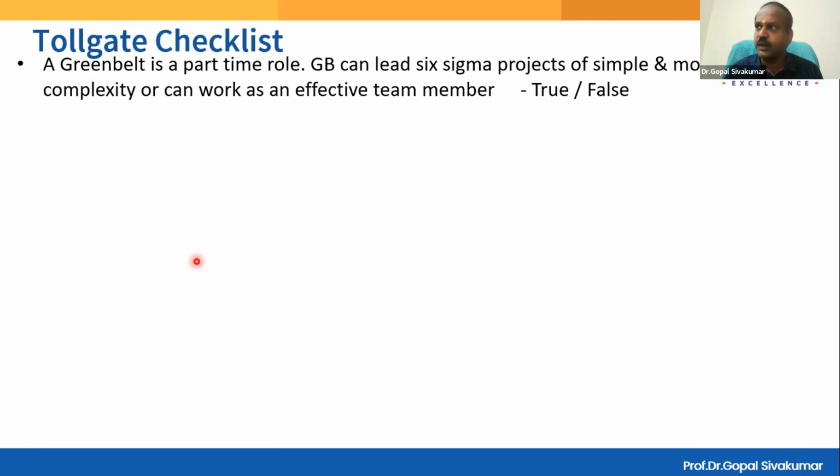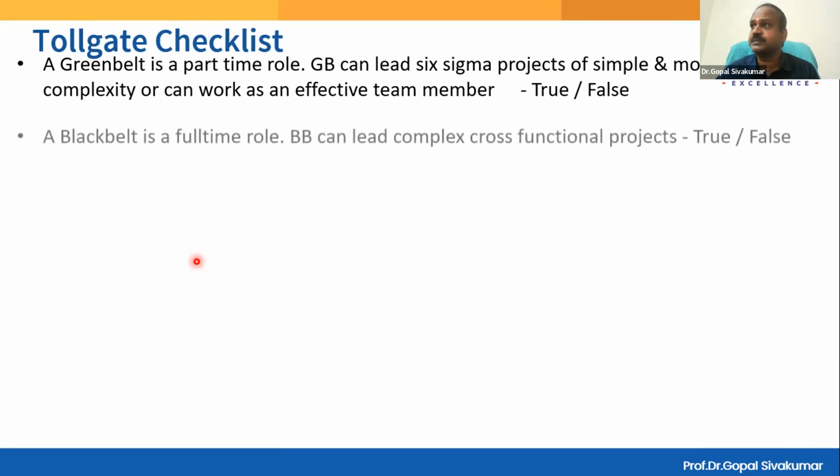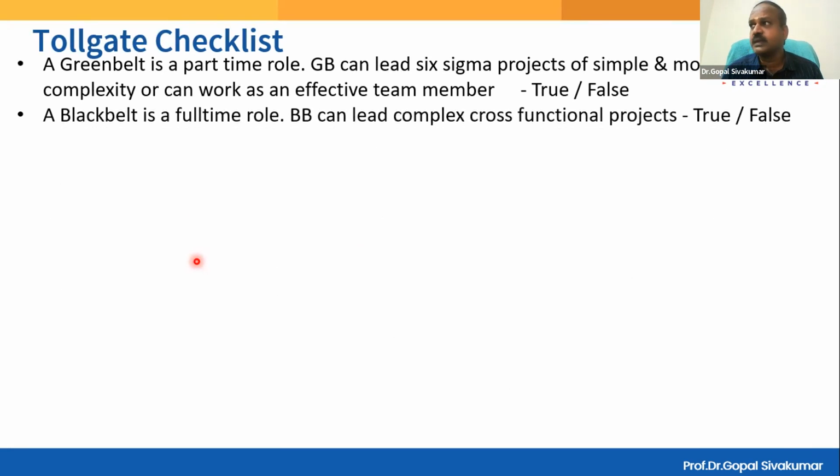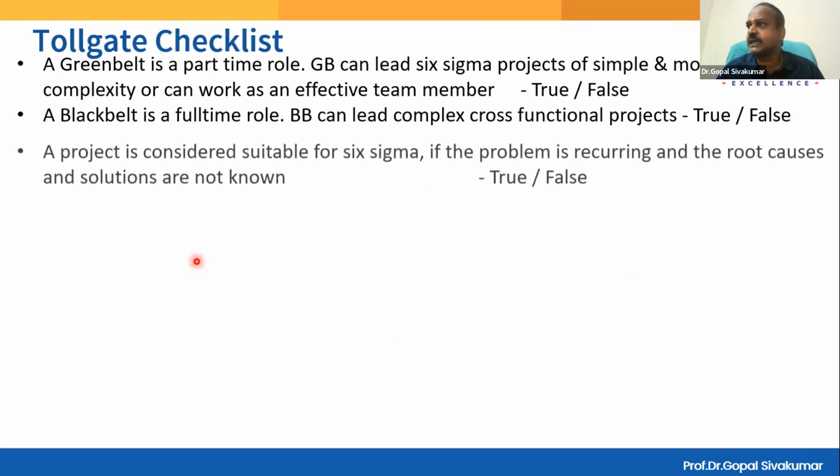Complexity should be either simple or moderate. Some green belts also work as a team member. The black belt is a full-time role. Black belt can lead complex projects, cross-functional projects, right? And I say project is complex because the challenges involved are many. The number of departments involved are many. Even the number of root causes can be many, right? So the complexity is high.